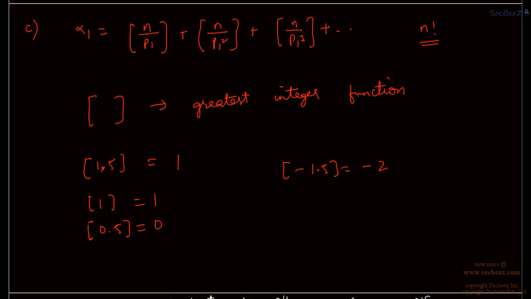So if it is 25 factorial, the exponent of, say, 5 will be given by 25 by 5, that is 5, plus 25 by 5 squared, that is 1. The greatest integer functions of those things. So we get 5 plus 1, that is 6.